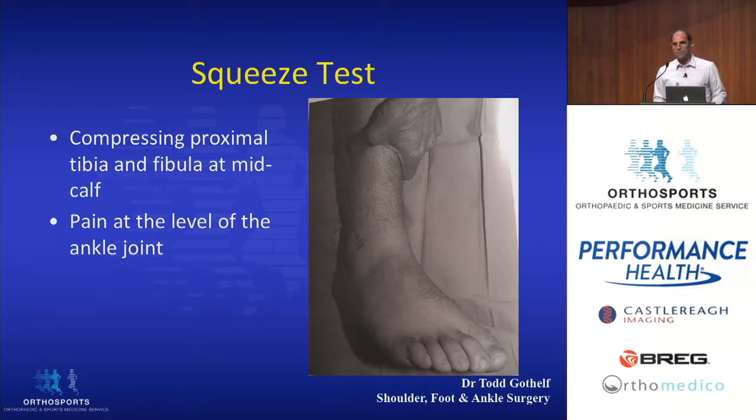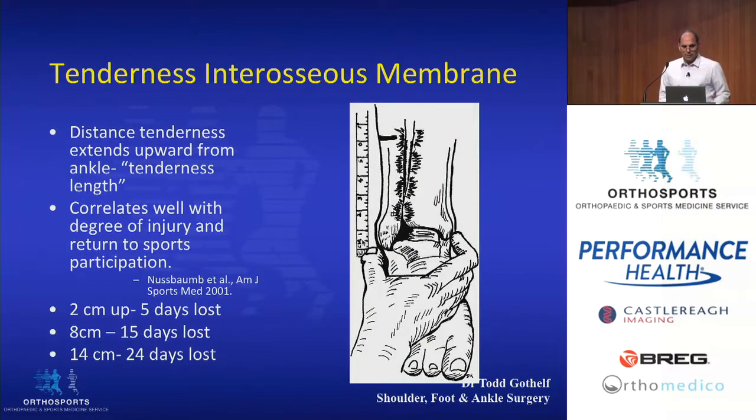The squeeze test is where you compress the calf about mid-calf level, and if you do this and reproduce pain lower down in the ankle at the syndesmosis, that's indicative of a syndesmosis sprain. There is evidence that the higher up you have pain up the tib-fib space, the more severe the syndesmosis sprain and the longer it takes for a person to recover. But palpating up there is important to determine whether there's a syndesmosis injury.